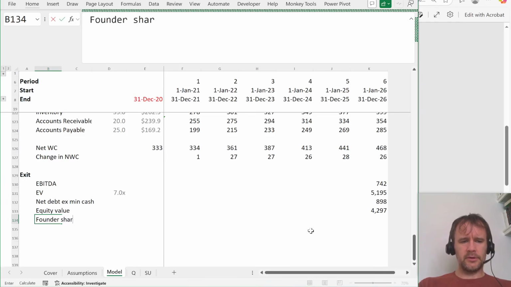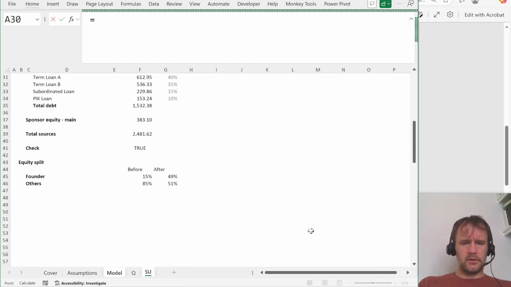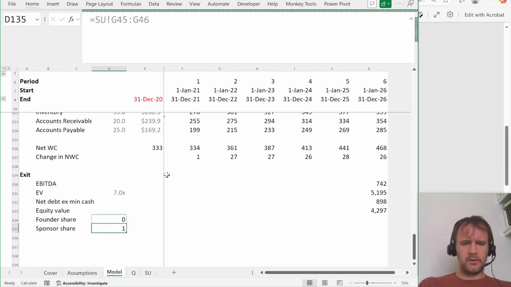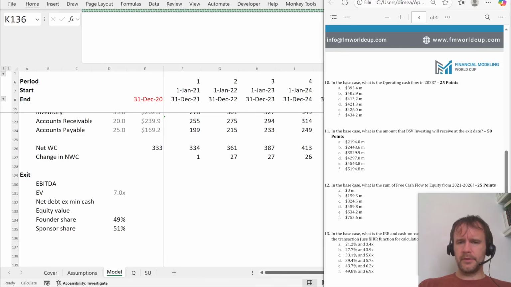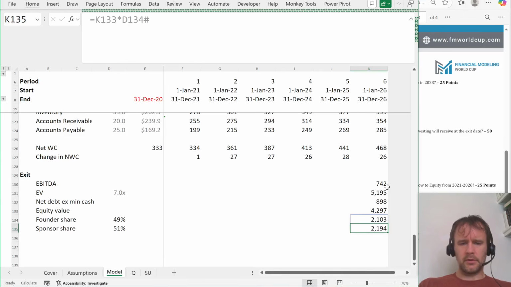Then founder share, sponsor share, and their splits are from here. Yep, so it's going to be this times this. Okay, and finally, what was the question? The amount they will receive at the exit date. Oh, okay, well, I guess we're good.